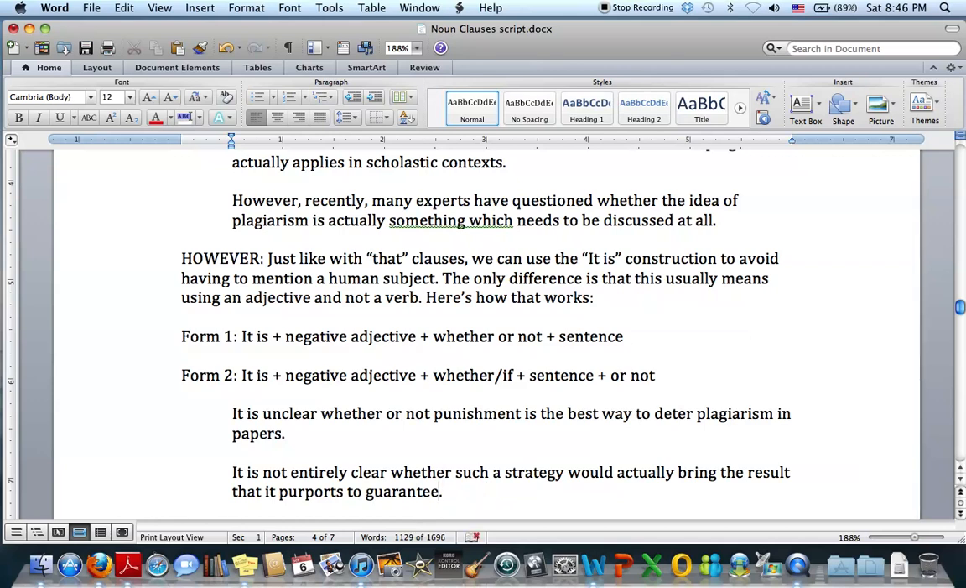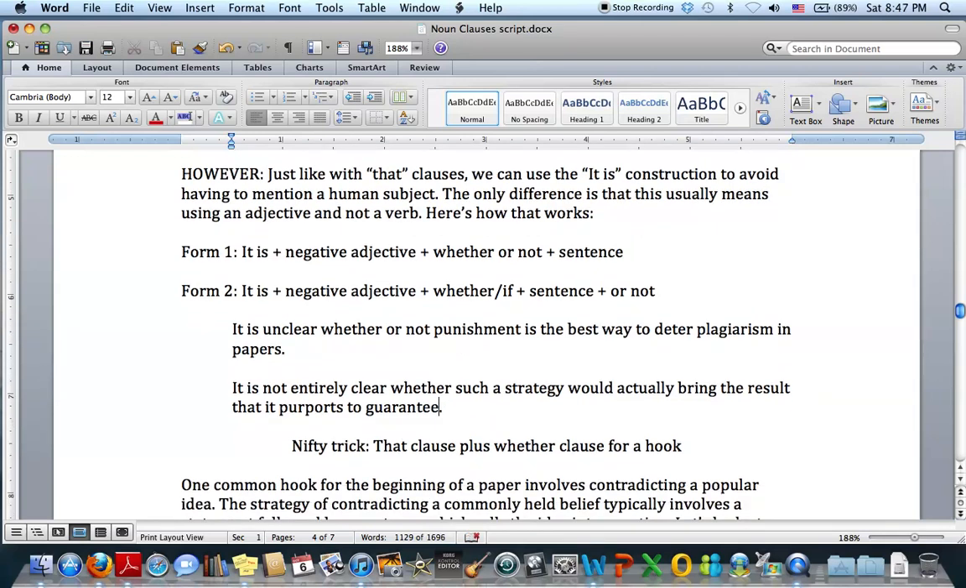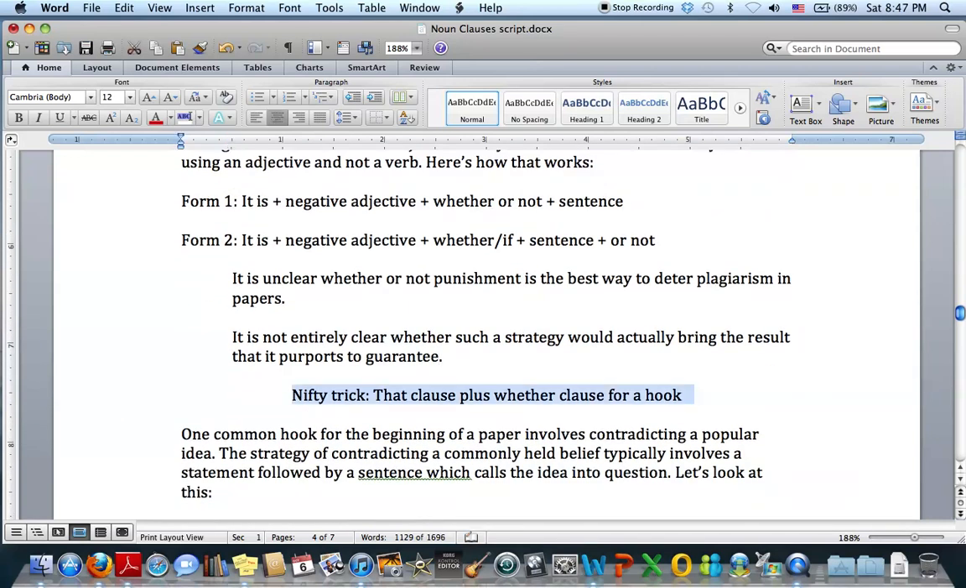All right, and that's how it works. We're just calling into question this idea. We're saying we're not sure about it. Now, here's a nifty little trick. Using a that clause plus a whether clause for a hook.